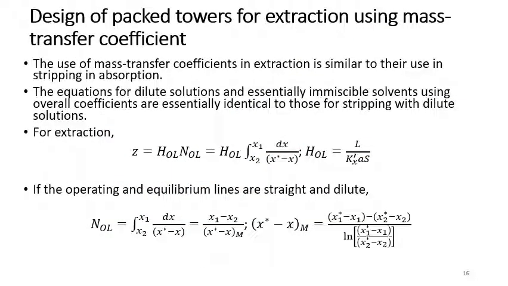Finally, you can also use the things that you have learned to design packed towers in absorption and stripping. You can use the same concept to design an extraction column using the mass transfer coefficient. It's the same. It's just that now you have to identify which one is the L phase and which one is the V phase. For extraction, for example, if you use HOL and NOL, and if the operating line and equilibrium lines are straight and dilute, you can simplify the equations as you can see here.